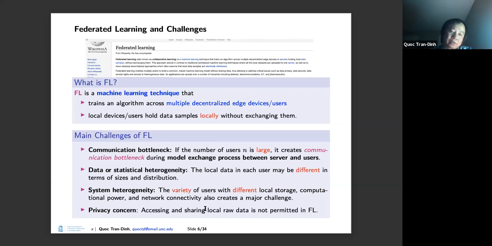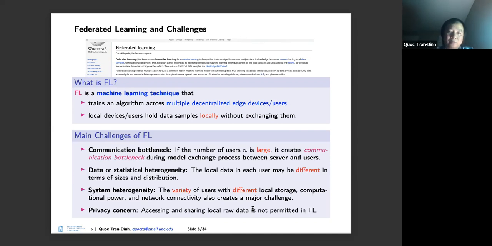And the last one is related to privacy concerns, which is basically that the data here needs to be stored at the local users or agents without sharing them, and we can only query some sort of information from the user.